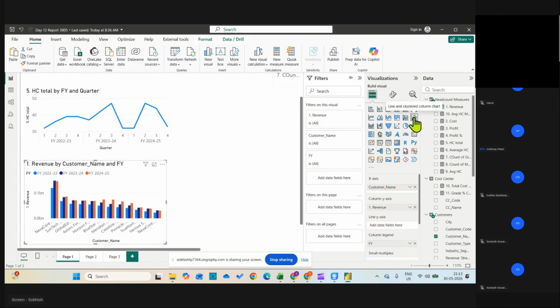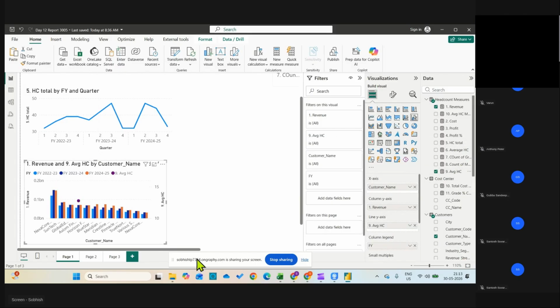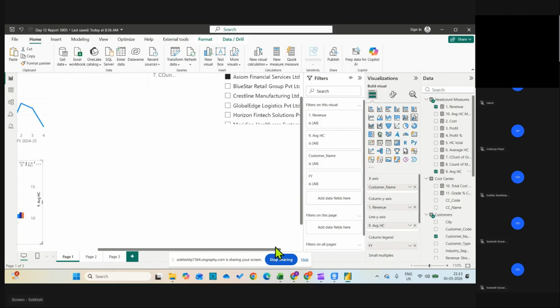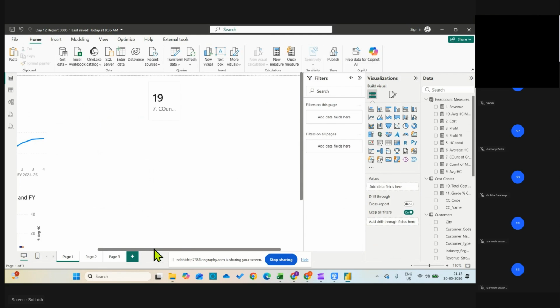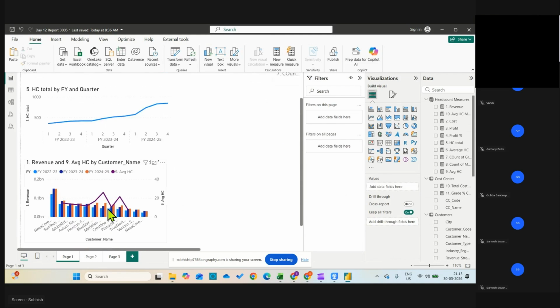So if I use this one, right, and then I can bring the average headcount to the y-axis. Now let's remove the filter here, because we are only filtering the axiom. So let's delete the filter for now. So now it shows what the headcount and the revenue numbers are.